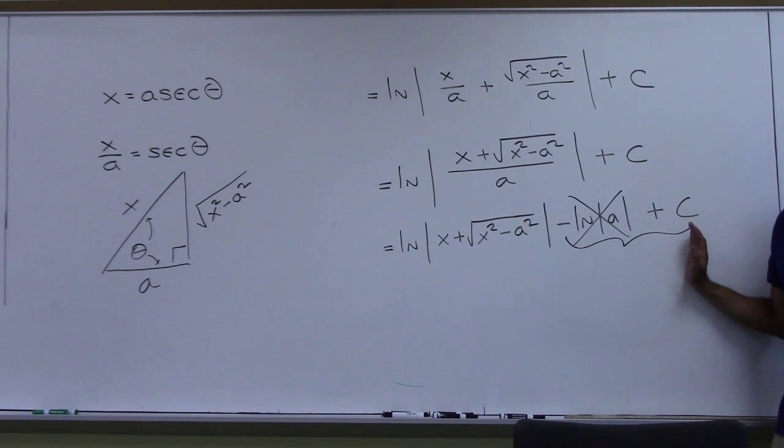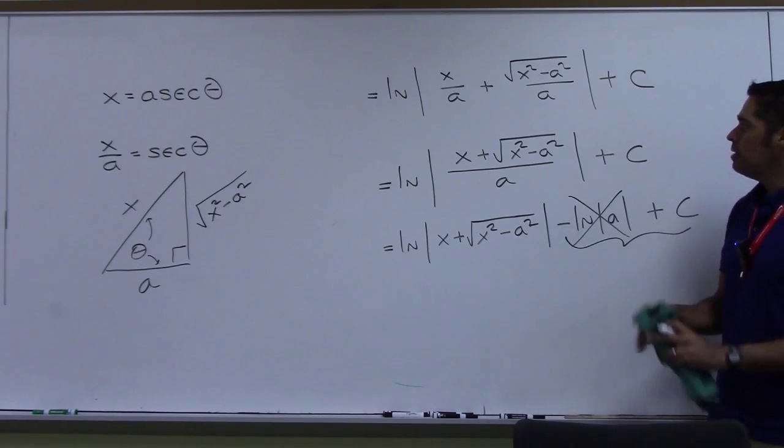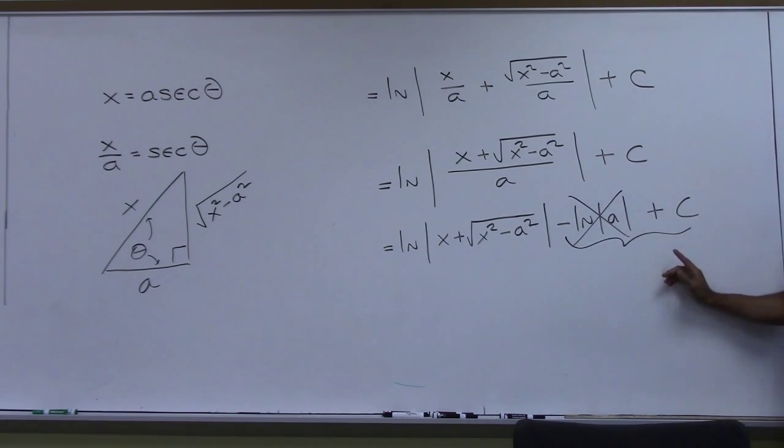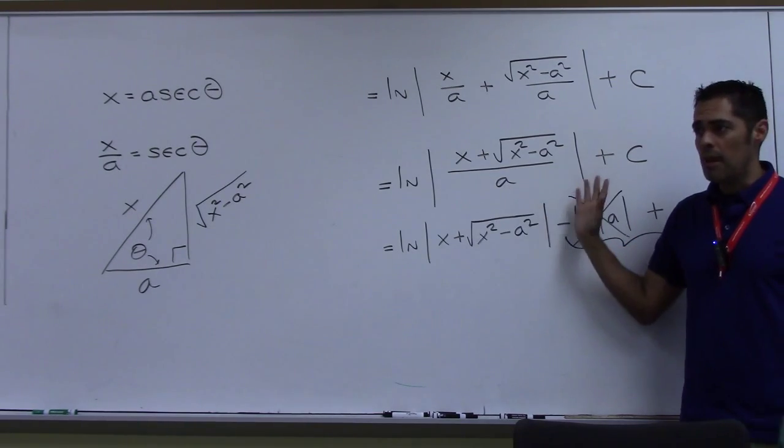Just be aware of that. If you're ever trying to check an answer in the back of the book, and you wonder what happened, that's probably it: the denominator just all of a sudden disappeared. If it's a number, that will always happen.